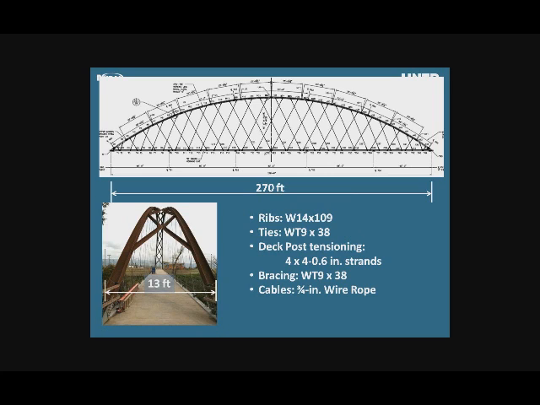This is Happy Hollow, a network tied arch. This was a particularly challenging structure. If you just look at the rib dimension, this is a W14 by 109, an extremely slender rib, turned on its side. The slenderness ratio of the rib before the cables were installed, so just the rib by itself, was KL/r of 1,000. So clearly not stable on its own.